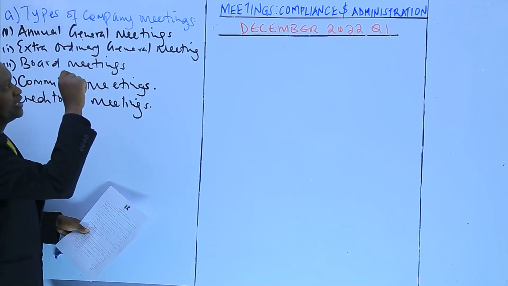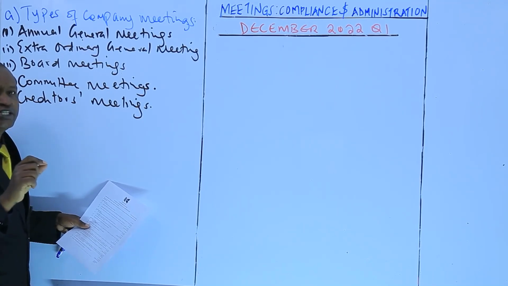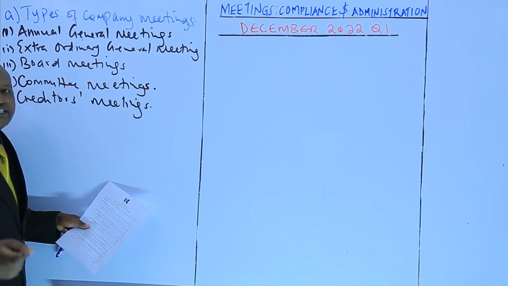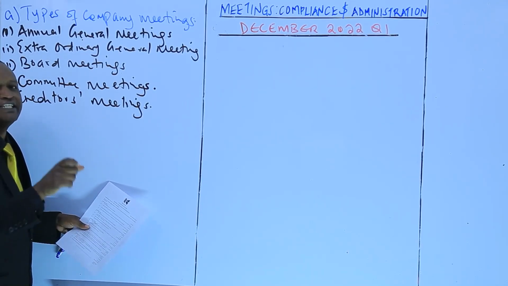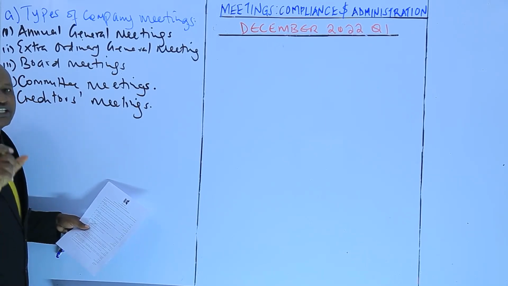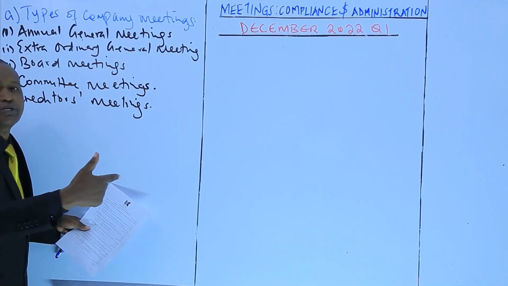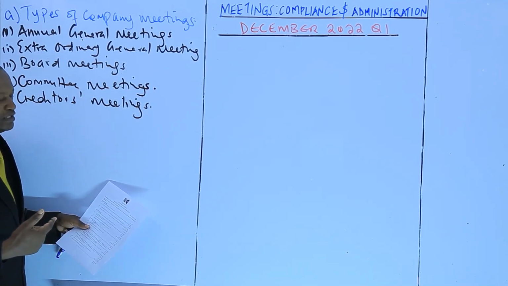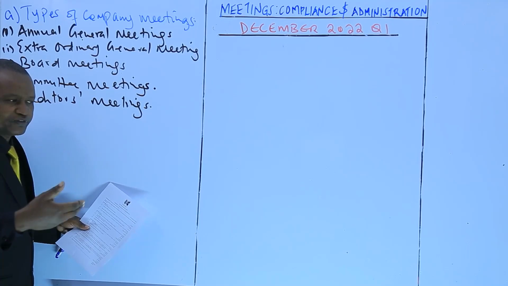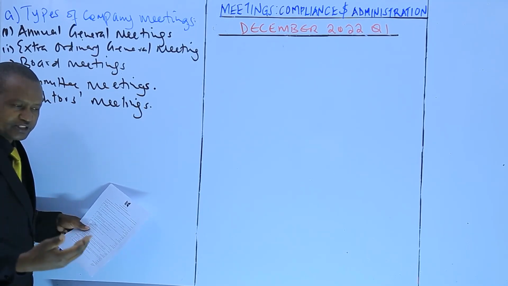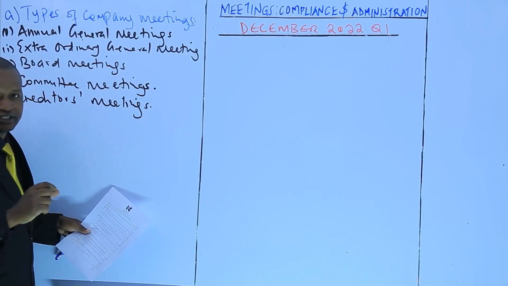Then there is the extraordinary general meeting. Now, an extraordinary general meeting is a meeting called outside the regular annual general meeting to address specific urgent matters that require shareholders' approval. Such matters may include major corporate transactions. If a company needs to make a major corporate transaction which cannot be approved by the board of directors and requires the shareholders, then an extraordinary general meeting may be convened.